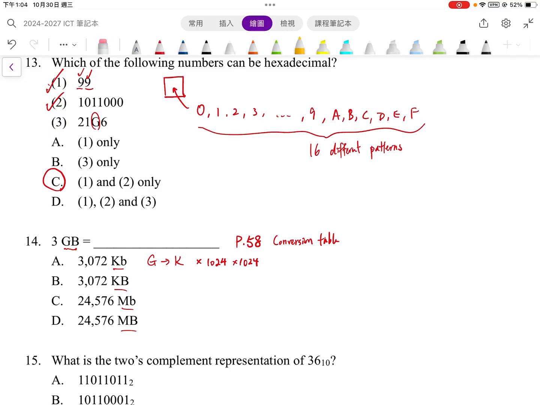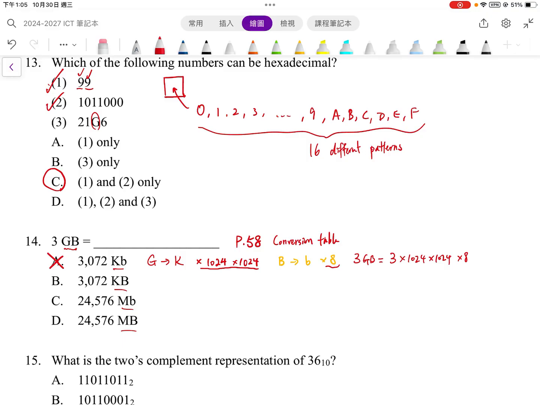For the next part, we have byte to bit, big B into smaller b. If you want to convert these units, you need to think about times 8. So all in all, putting all the factors into one equation, 3 gigabytes equals 3 times 1024 times 1024 times 8. After the calculation, you should find out that this is wrong, it is not the number 3072.